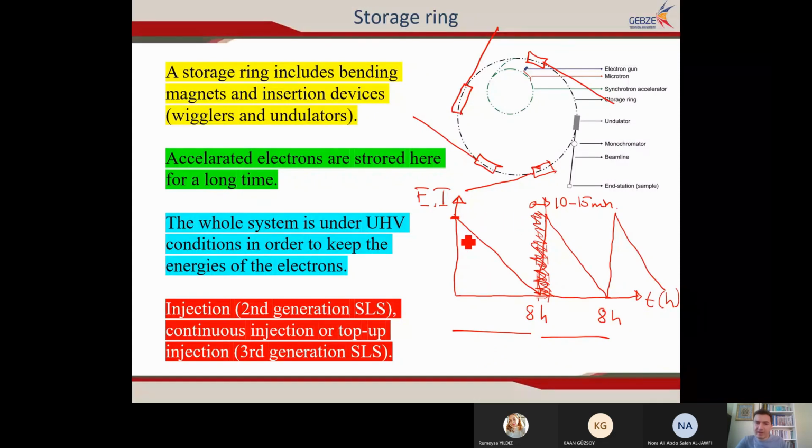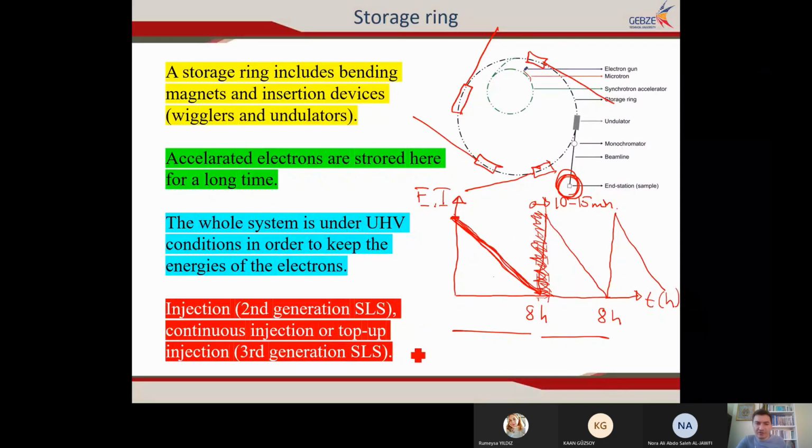In addition to that, what do you see here? The intensity of X-rays. You are measuring something at the end station and taking data, and in the background signal, you will see this decrease in your data. So you have to subtract this decrease in the intensity of the synchrotron light source, the intensity of the incoming X-rays. Otherwise, you cannot analyze your data. Okay, this was in the second generation synchrotron light sources.